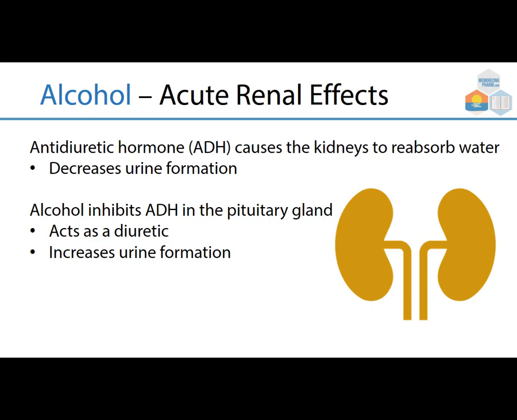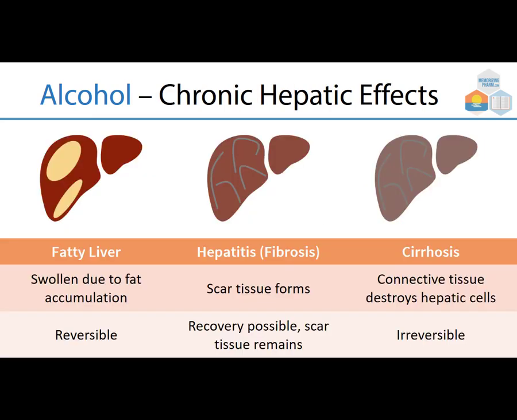So what are the chronic issues that are going to happen to the liver? First of all, we get fatty liver, swollen because of fat accumulation. This is reversible. Hepatitis, or a fibrosis where scar tissue forms. It's possible to recover, but the scar tissue remains. And then cirrhosis is where the connective tissue destroys the liver cells, or the hepatic cells, and this is irreversible.